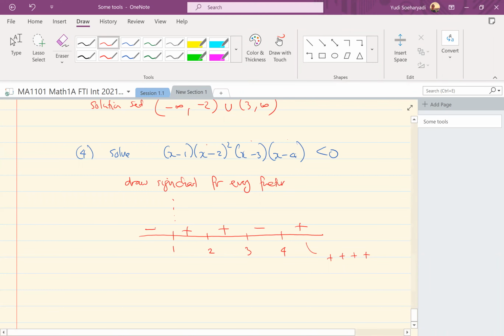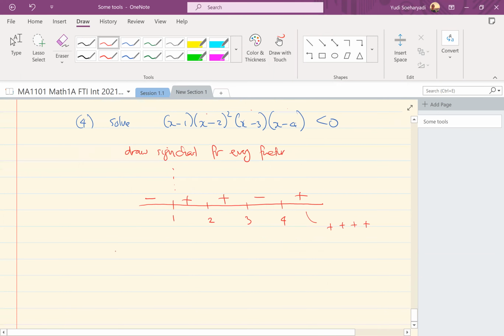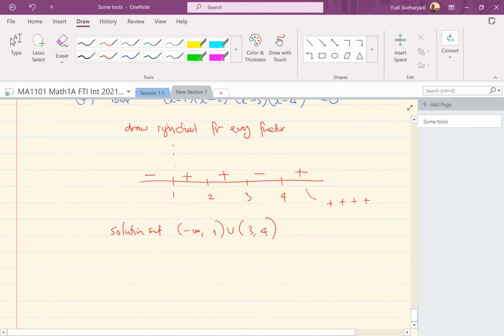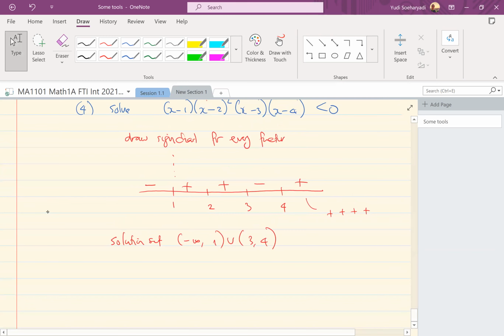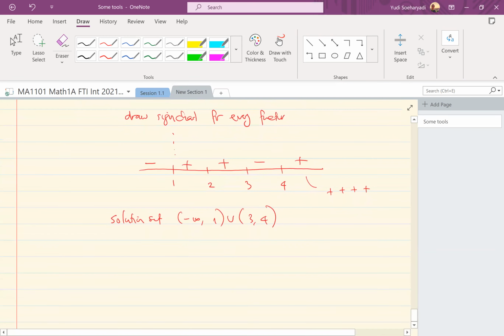Okay, so here the solution set is, let's see, what we're looking for is negative. All right, so from 1, then, oh, between 3 and 4. There you go. Okay, questions?